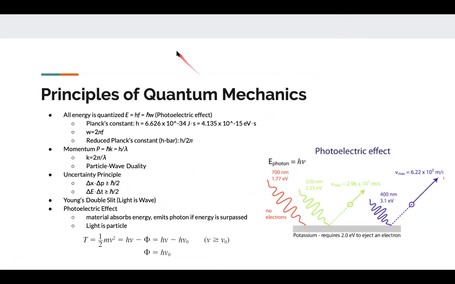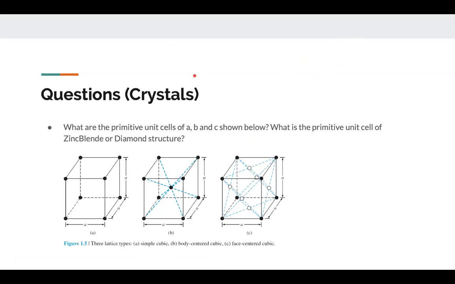Is the unit cell like a square of 4 dots? No, it's actually the cube, the entire cube. Oh, the cube is. Yeah. For B and C, do we not have to include the center atom as well? And for C, do we not have to include any of the white ones? So they're all going to be the same primitive unit cell?